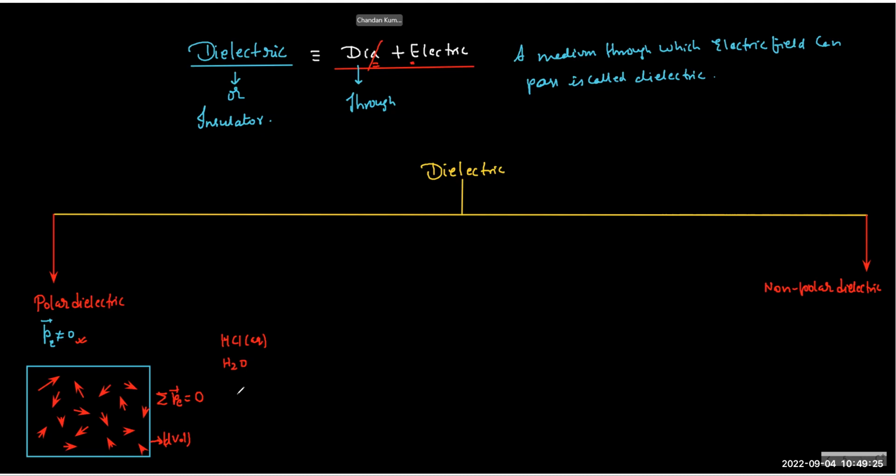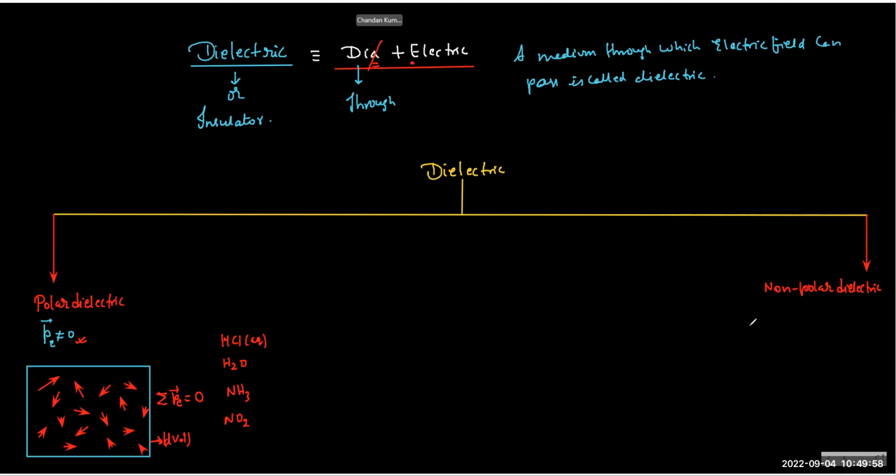H2S, sulfur. Ammonia is also polar, right? Yes. NO2. All are polar. Come on. Polar. Anyway, these are polars.